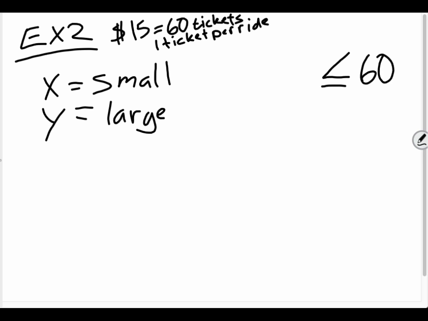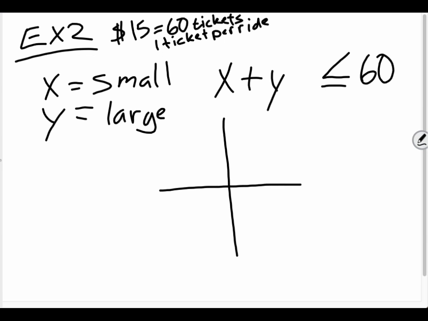Why would I do that? Because the rides are based on the tickets, not the money. So we're going to do a little conversion. How many small rides can I ride? X. How many large rides? Y. How many tickets do I have? 60. So now I have a way to represent the small or large rides, which cost a ticket each. So I've got x comma y.